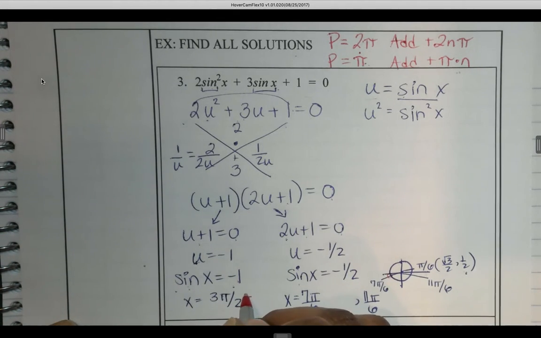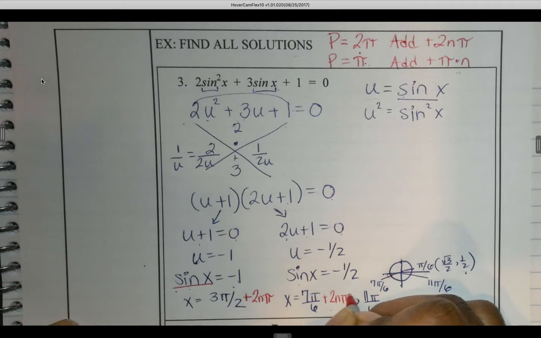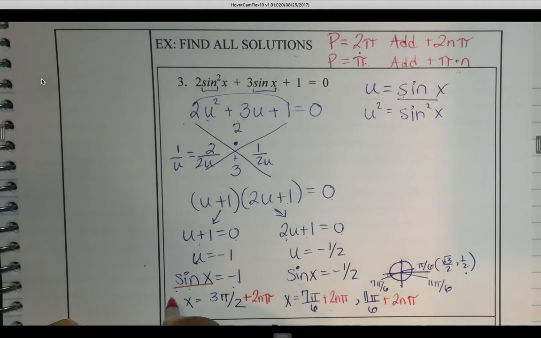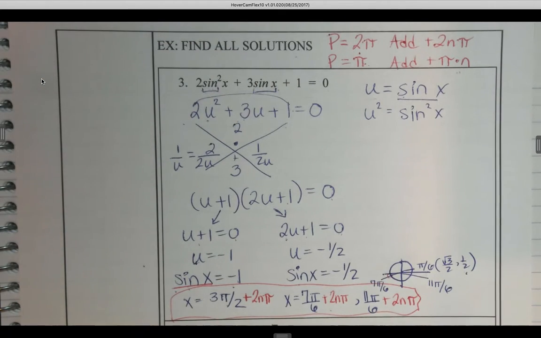Okay, so I'm going to put plus 2 n pi because sine originally has a period of 2 pi. So I'm just going to add 2 n pi to all my answers. So now this is the form of all the multiple answers we can use for x so that this equation is true.